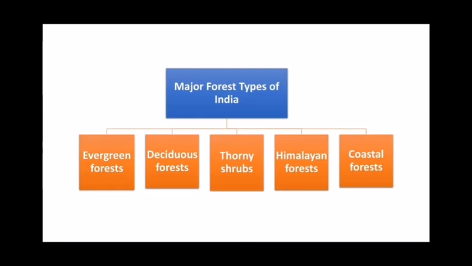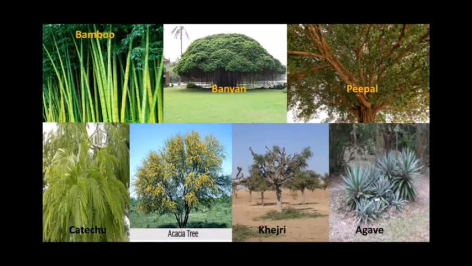Now let's understand all these forests in detail and see what kind of vegetation is found in the different types of forest. In regions which receive more than 2000 millimeter of rainfall, with abundant sunlight, we find evergreen forests. That means the region receives rainfall throughout the year and there is abundant sunlight as well. The leaves of trees in these forests are very broad and green in color.